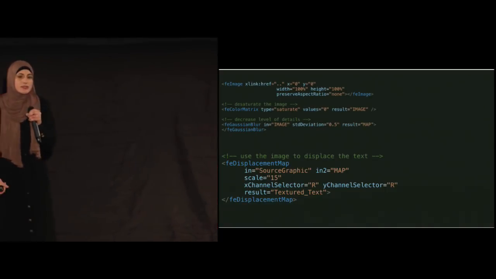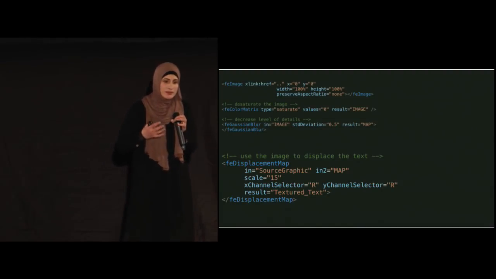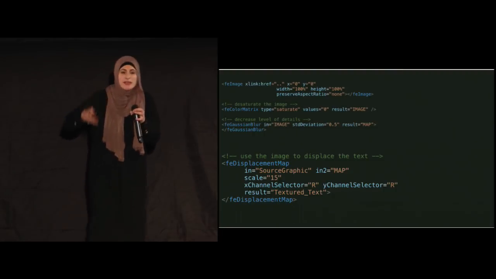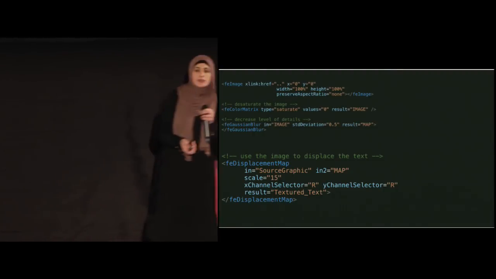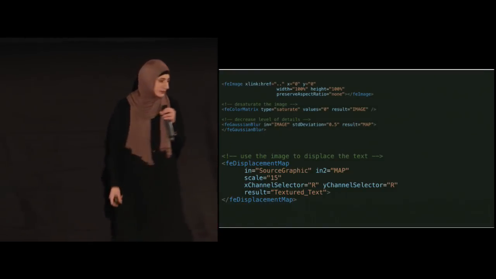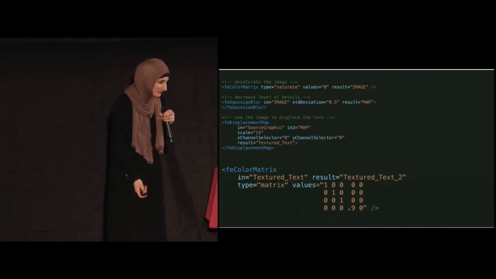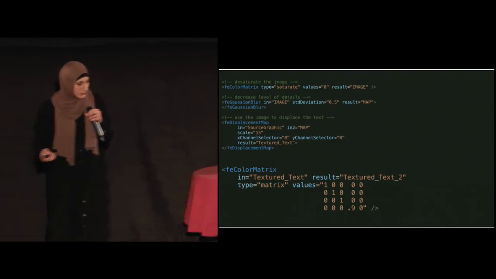The scale is 15. The scale allows you to specify the amount by which you want the effect to be applied. The larger the scale, the more dramatic the effect is going to be. The channel selectors are essentially telling the browser which colors you want to use to apply the distortion. And then there is a result, which is texture text. And then using the color matrix on that texture text, you can reduce the opacity.